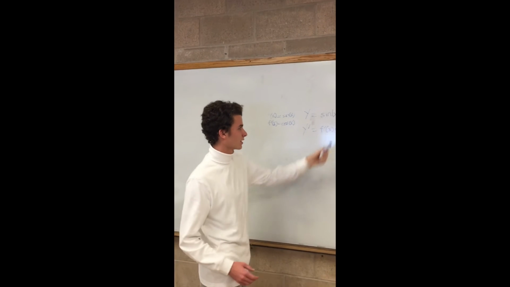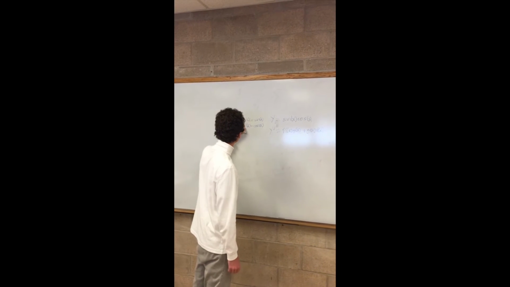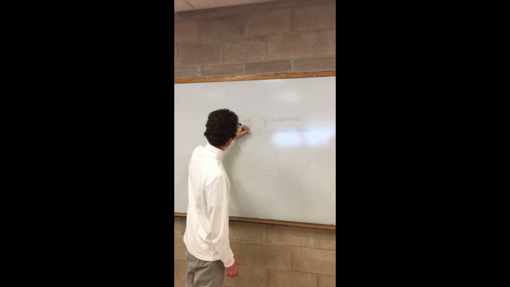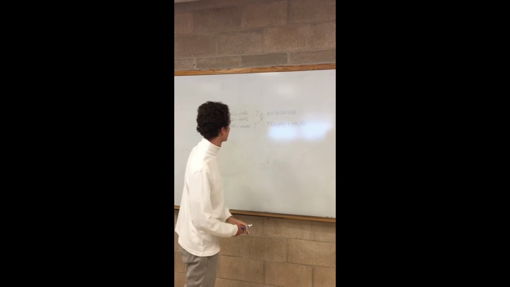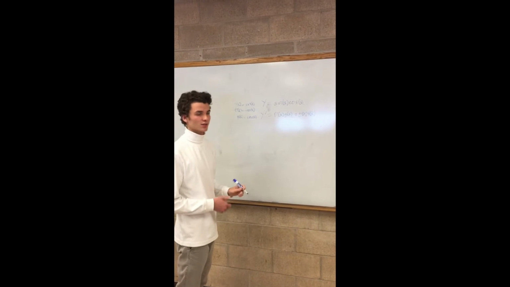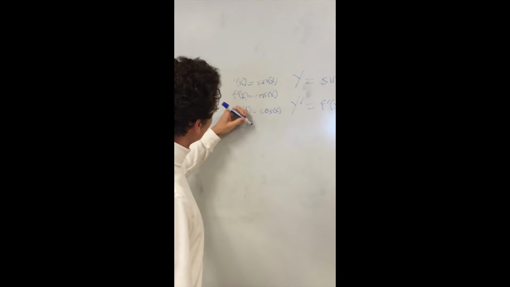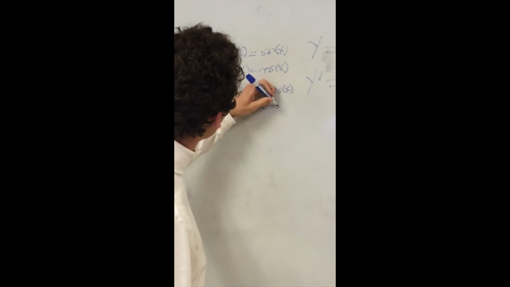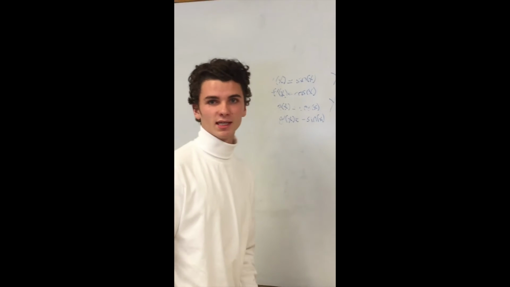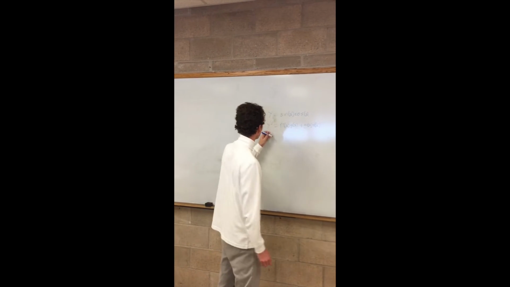So g of x, as we already know, is the second part, is just going to be cosine. And lastly, obviously, if we use derivative rules again to find g prime of x, we're going to get negative sine. Now we have everything we need. We simply just have to plug it into the product rule that Professor Dahl showed us.